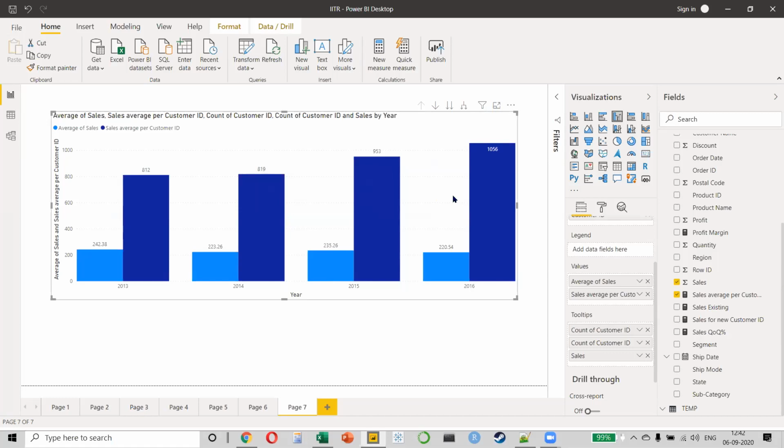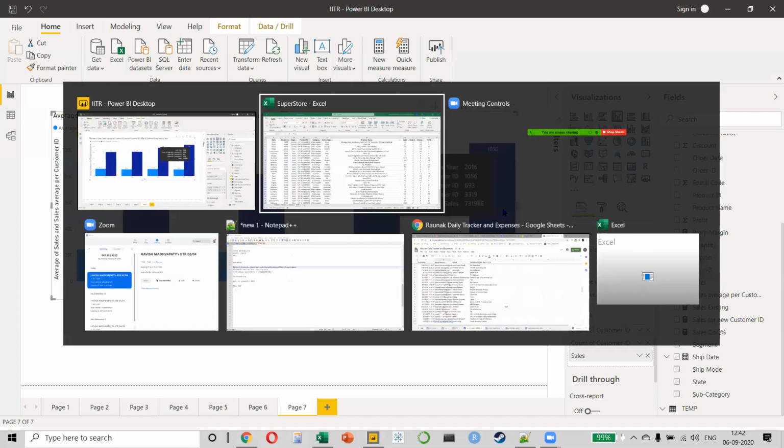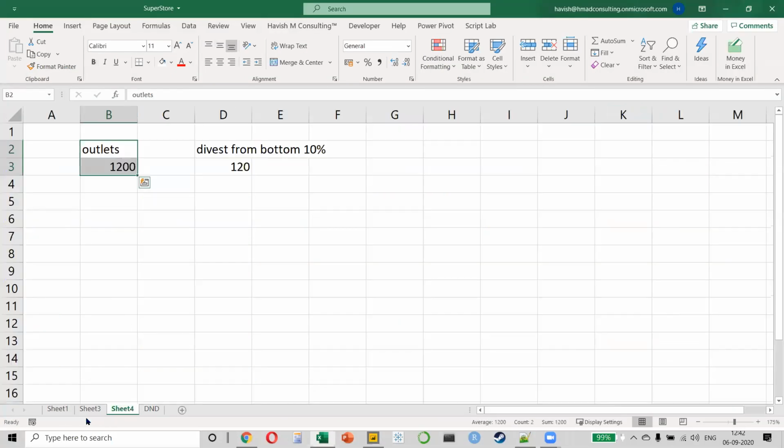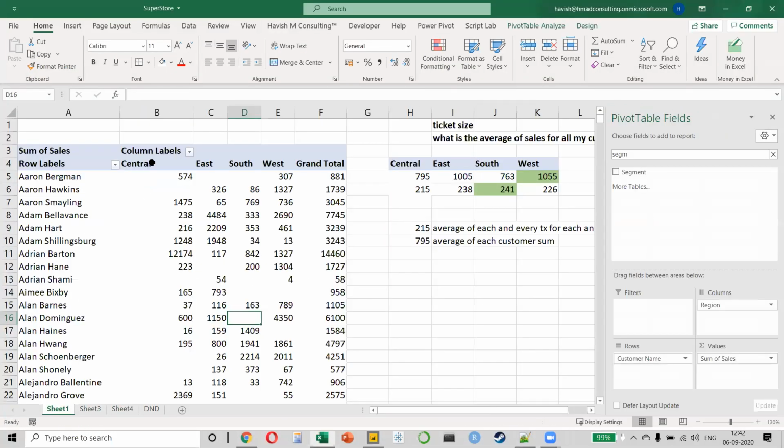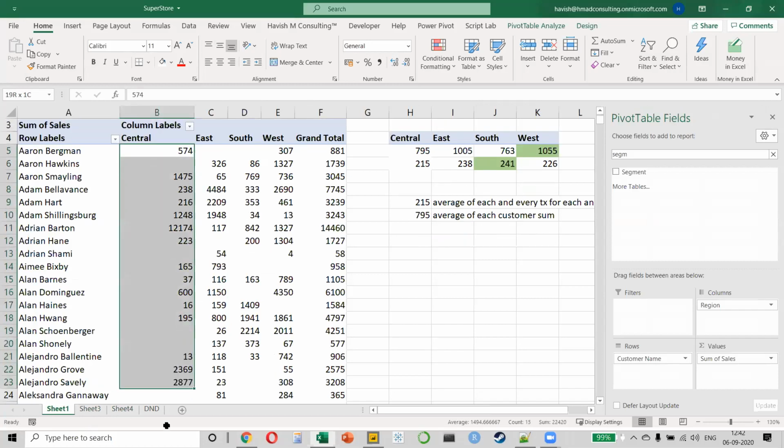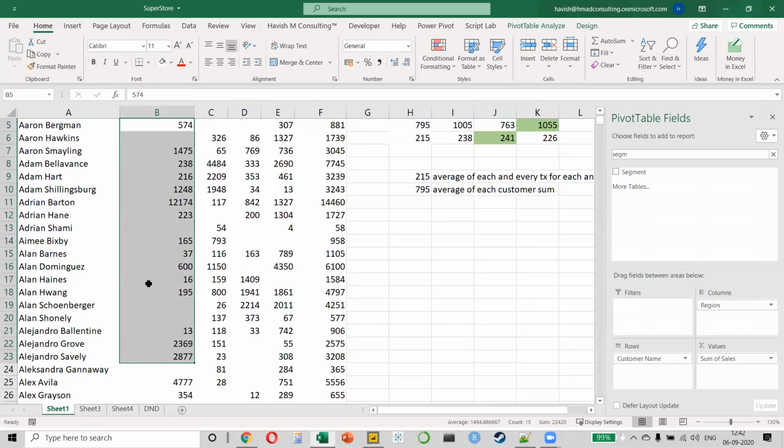What do you think? Sir, can we say that the average ticket value is the total value of the sales divided by total number of? This is not the total sales divided by total number of customers. What is this? This is the total of each customer divided by the number of customers.